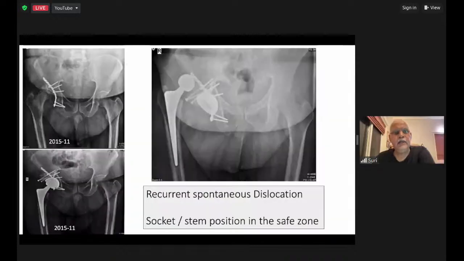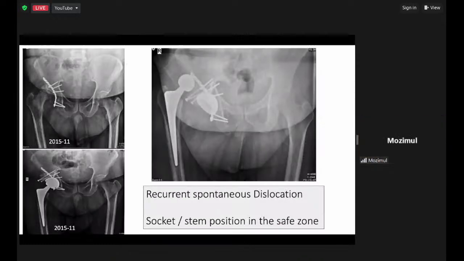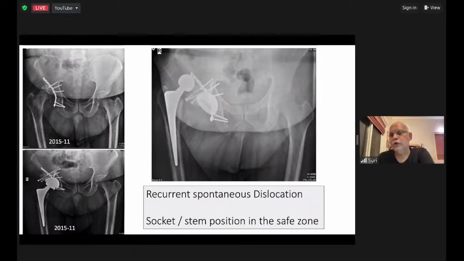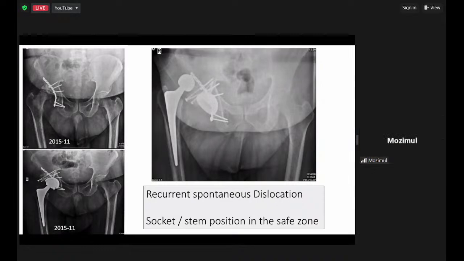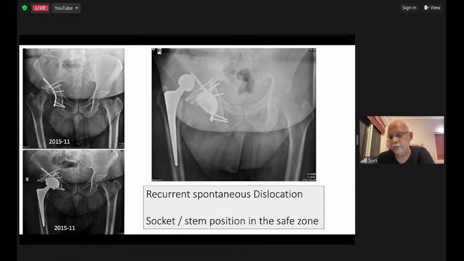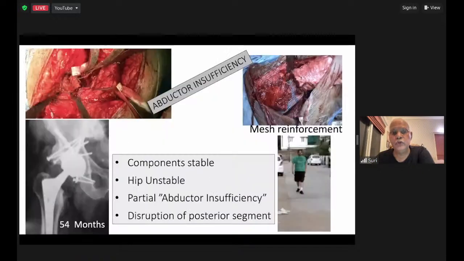This is one similar example: acetabular fracture dislocation, operated, and all looked good. But in about 3 months' time, it just walked out and dislocated and was recurrently dislocating. Though the socket and the stem position seemed to be in the safe zones, this was a clear example of a soft tissue instability. This is one thing we need to worry about in multiply operated cases, in trauma, in neuromuscular issues: the components could be stable, well aligned, but the hip is still unstable.